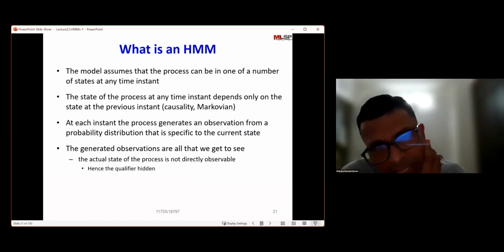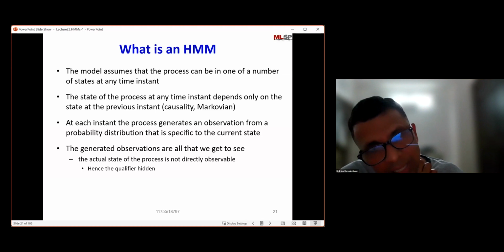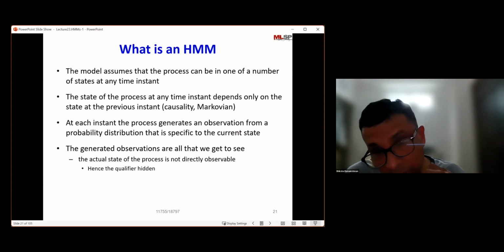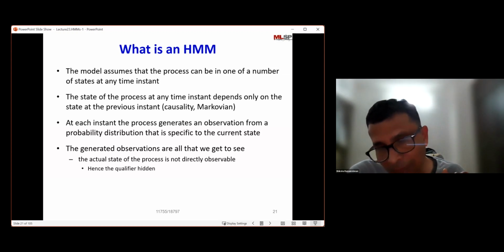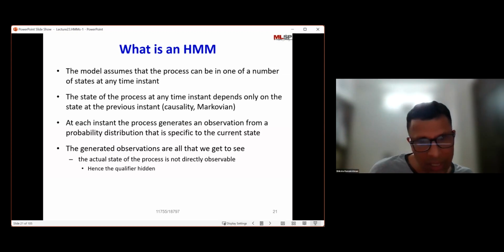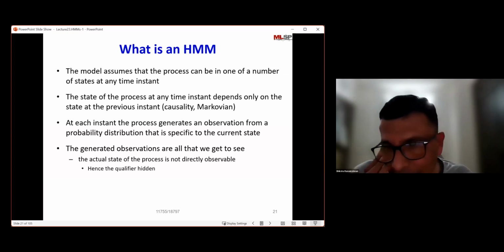And at each instant, the process generates an observation from a probability distribution that's specific to the current state. And all you get to see are the generated observations. The actual state of the process is not directly observable and must be inferred, hence the qualifier hidden. Did the setup make sense? Questions?